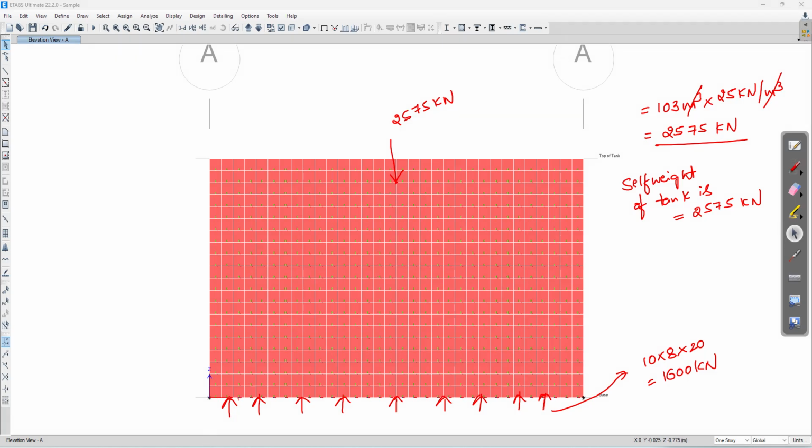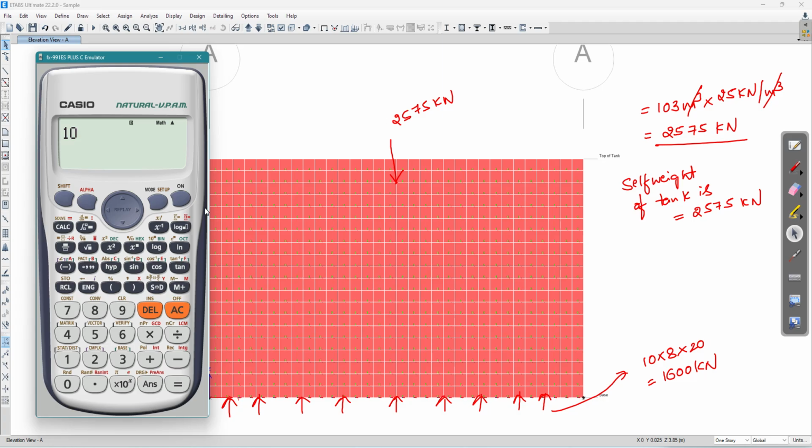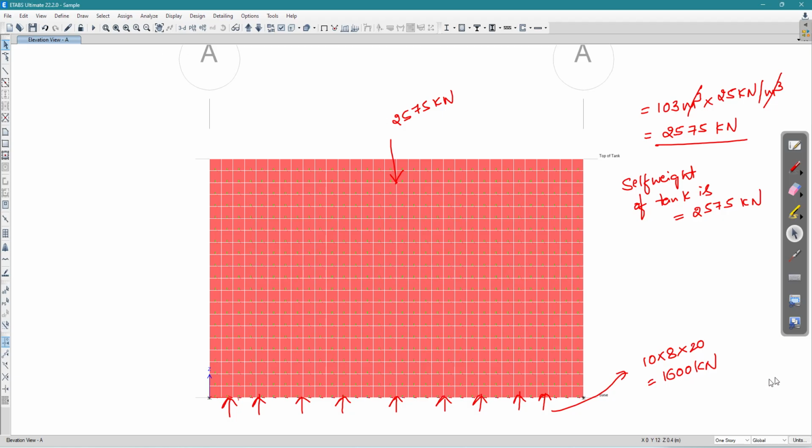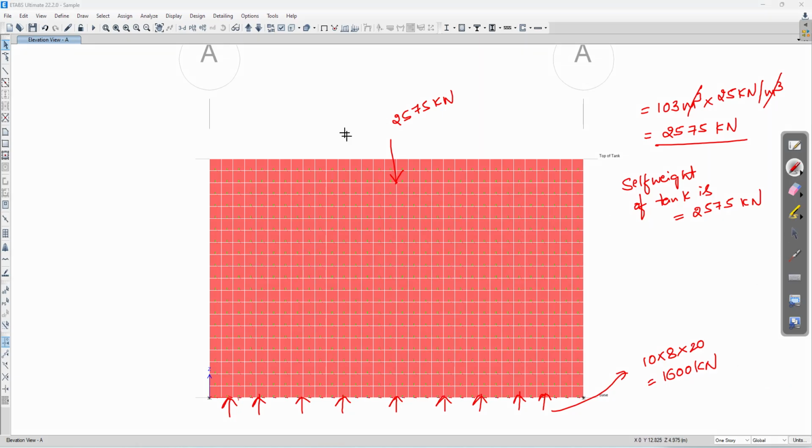Let me check this. 10 into 8 into 20. Yes, it is 1600 kilonewton. See here, the self weight of the tank is 2575 kilonewton, whereas the uplift pressure on this base slab is 1600 kilonewton. In this case, will your tank lift up? No.